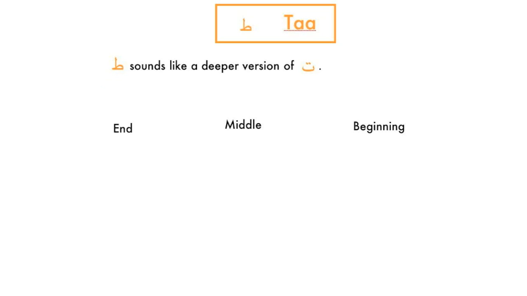Ta sounds like a deeper version of ta. At the beginning of a word, we write the letter ta like this, and it gets connected to the following letter by this line. In the middle, we write it like this: straight line, then we make a loop, and then we put the stick on it. It connects on both sides with these two lines. At the end, we write it like this.